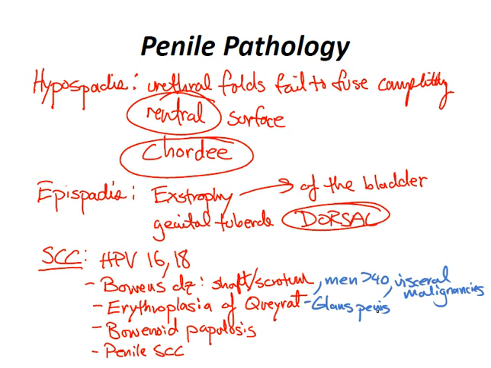That's the end of the penis. Now this usually affects men over 40. Okay, and it's similar to Bowen's disease, but no increased risk of visceral cancer.